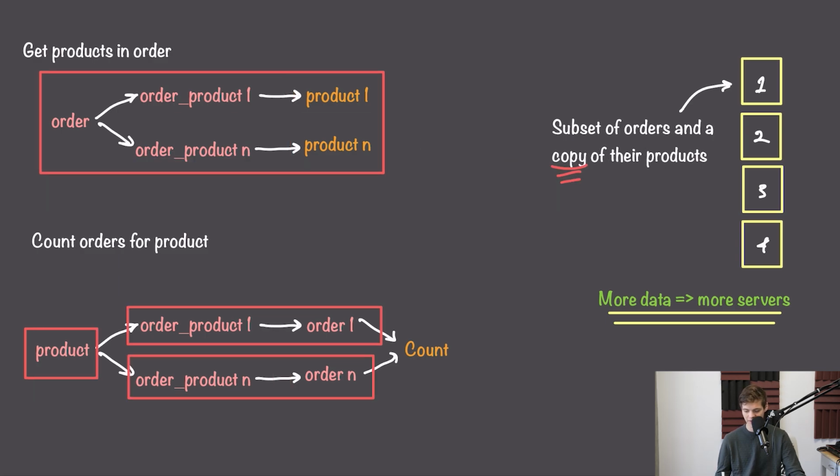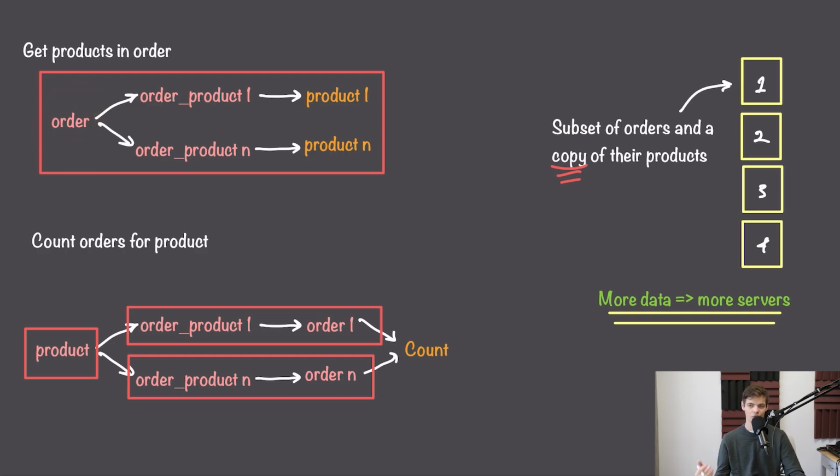So let's take a look at that case. So now each node, instead of having a subset of orders and a subset of products, now has a subset of orders, and for each order has a copy of the products associated with it. So now when we're getting all the products in an order, all of them will be stored on the same database node because all of these products associated with the order are copied into the same node that order is stored on. This has interesting implications for writes, however.